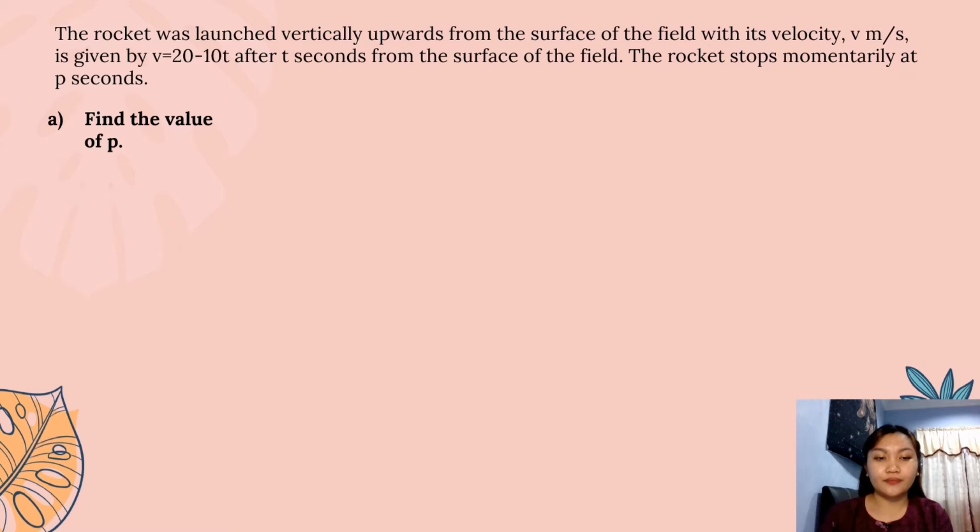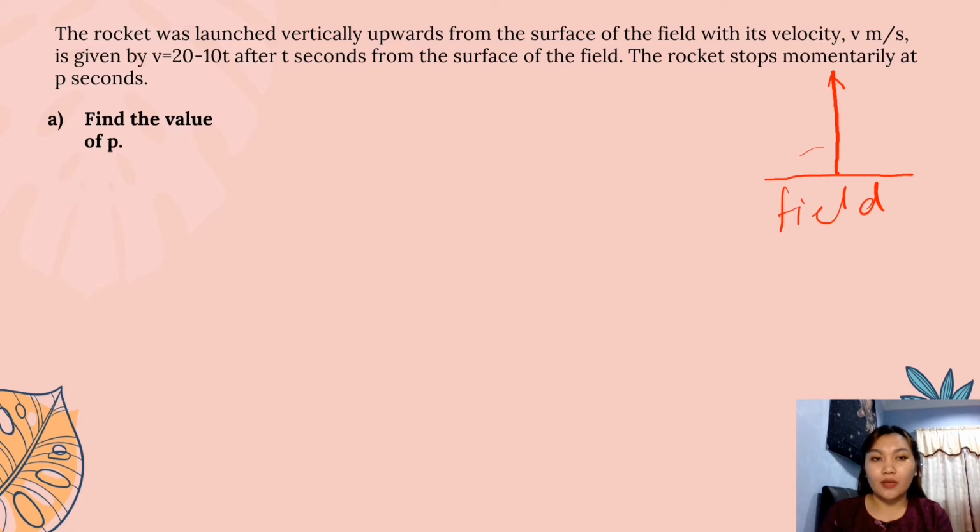Let me pick my pen. Okay, here it is. The rocket was launched vertically upwards from the surface of the field. So basically, just imagine that this is the surface of the field. The rocket is going to move vertically upwards. It is launched vertically upwards from the surface of the field. So this is the movement of the rocket, right? Now we understand the situation. Let's continue reading.